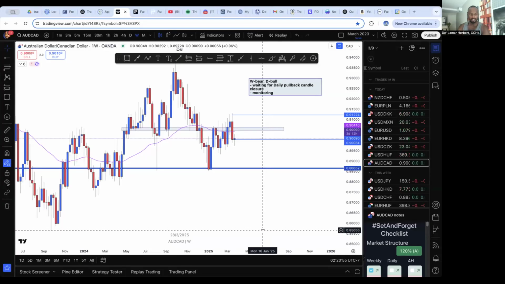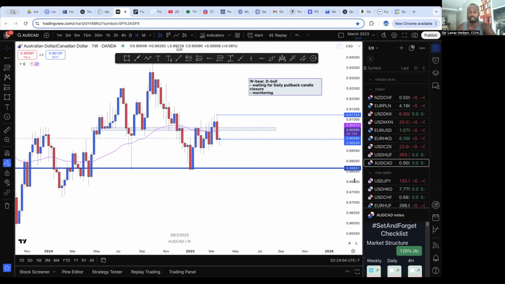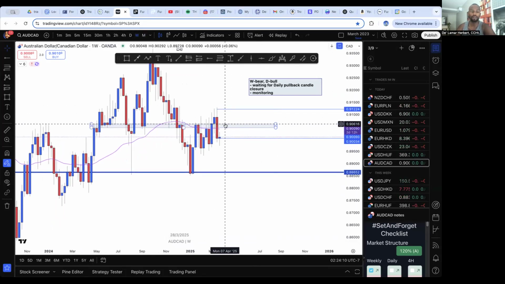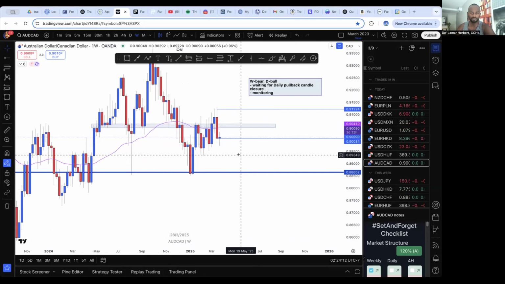All right, today is March 25th, 2025, Tuesday, and I'm doing a daily breakdown, starting with AUD CAD. Price has moved away from this area of interest here.